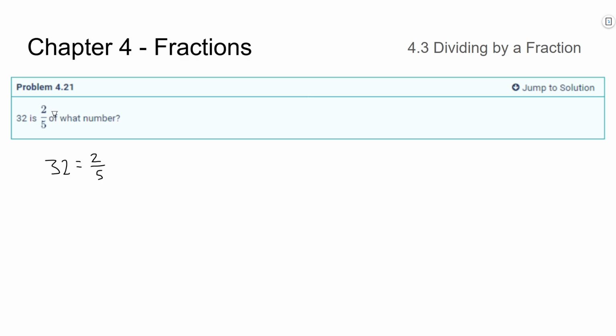Of, remember what "of" means? "Of" means multiplication. Of what number? Okay, so 2/5 times something is 32. Well, if you don't know how to solve a problem like this, maybe start with a simpler problem.